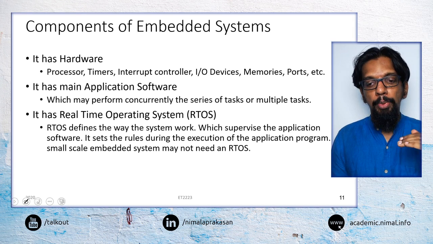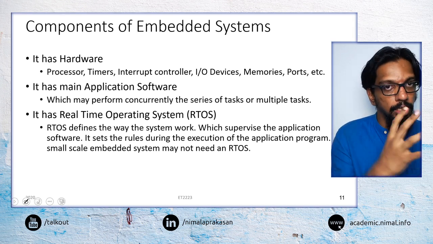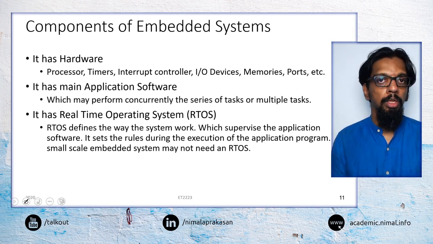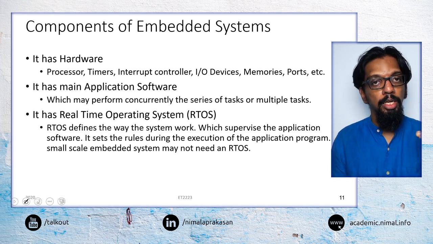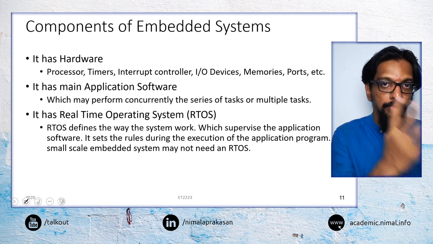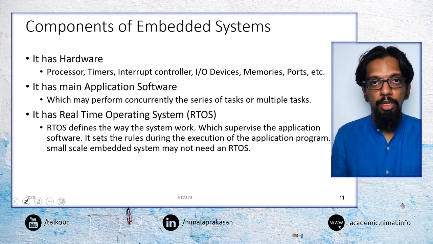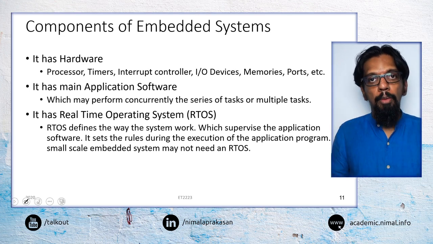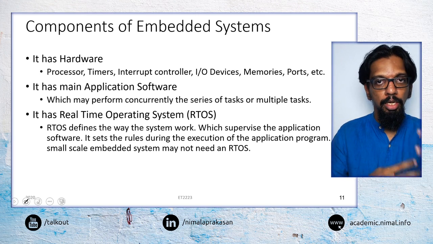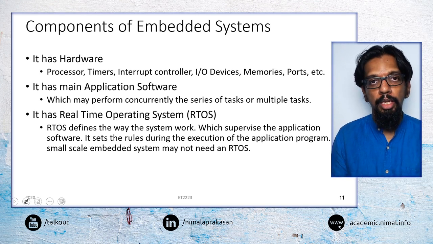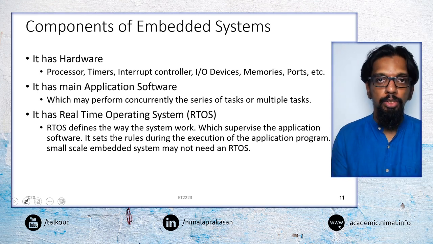So real-time operating systems are needed in certain types of systems, certain types of embedded systems. We may need a real-time operating system, and the main type of system is a real-time system. We will have a much more detailed discussion about real-time operating systems and how they can be implemented in embedded systems towards the end of this course.